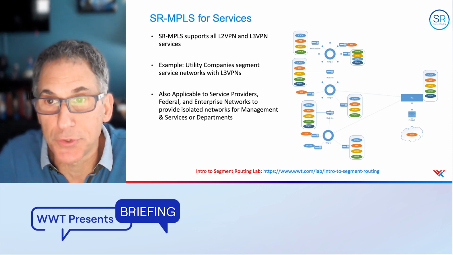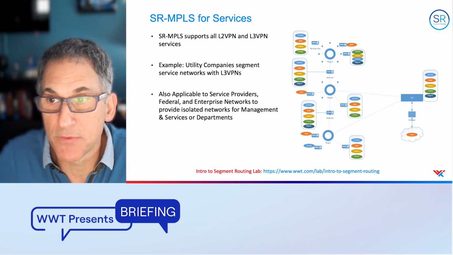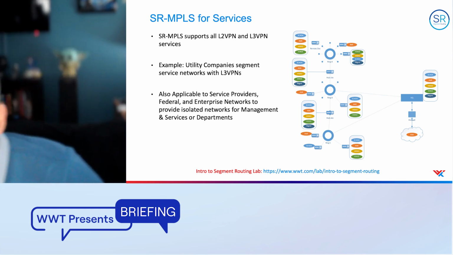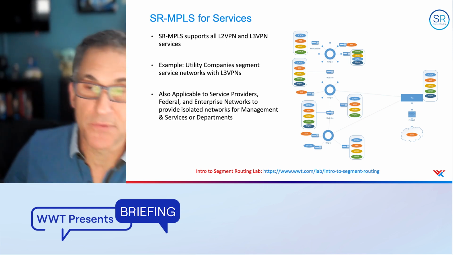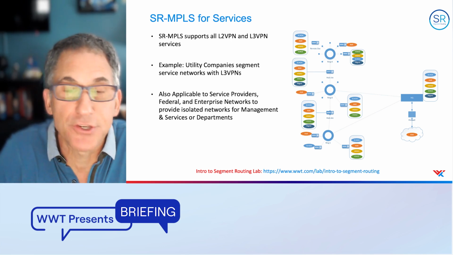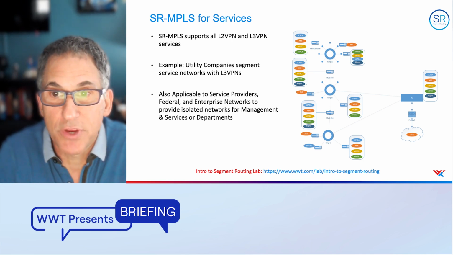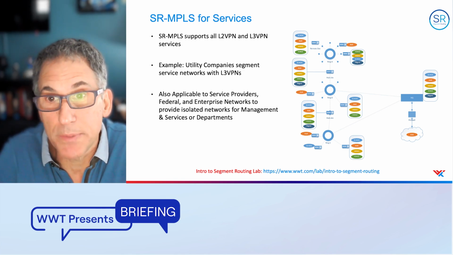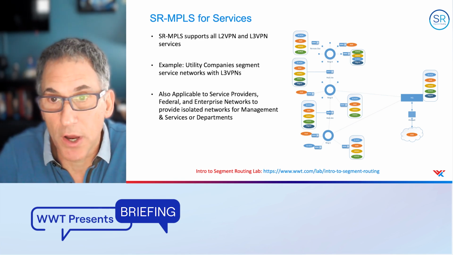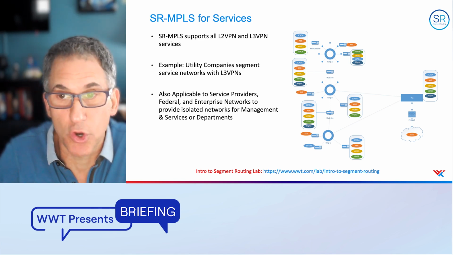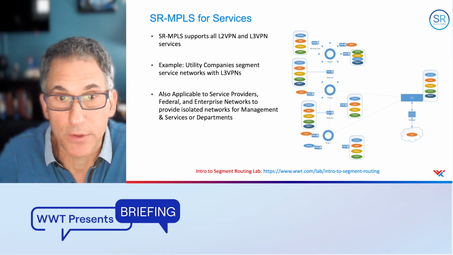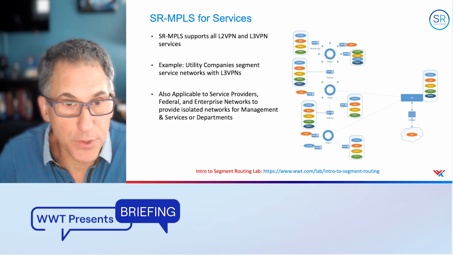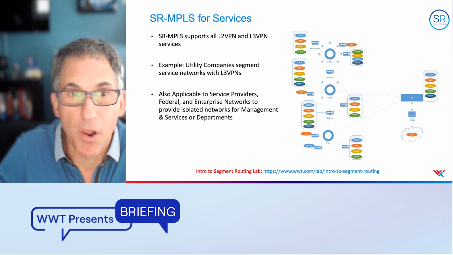This particular example is a utility pushing their management, voice, video, AMI, and SCADA traffic over 5 separate VPNs for isolation. This could be finance, accounting, HR, whatever it might be, just for segregation throughout the WAN. So that's where you get the layer 3 VPN capability. And you get the layer 2 VPN capability too, if you want to build pseudo wires across your network and make your network look like a layer 2 network. So again, that's all available to service providers and federal enterprises to isolate networks and departments.